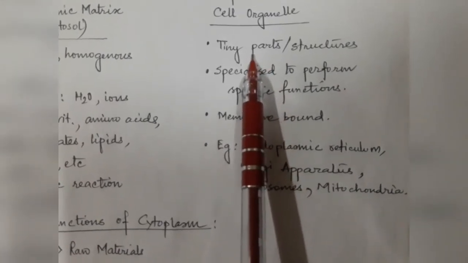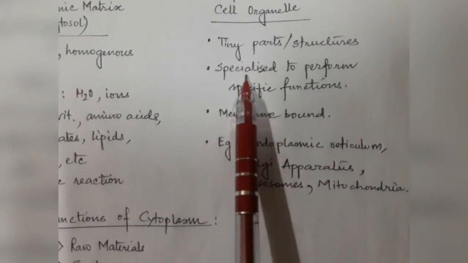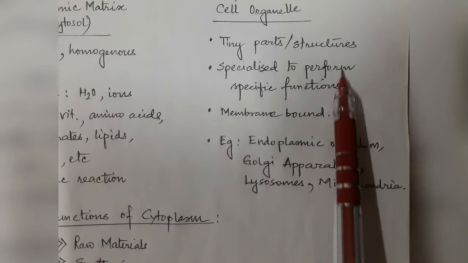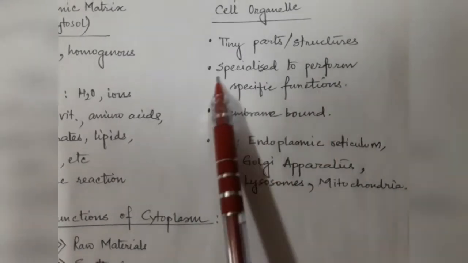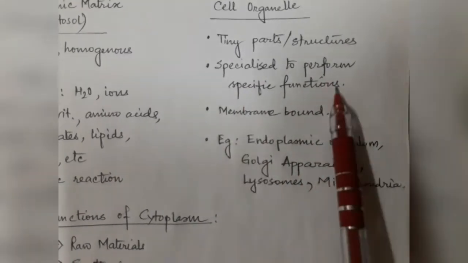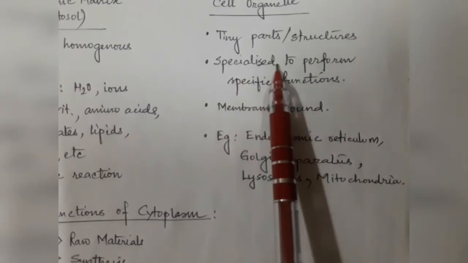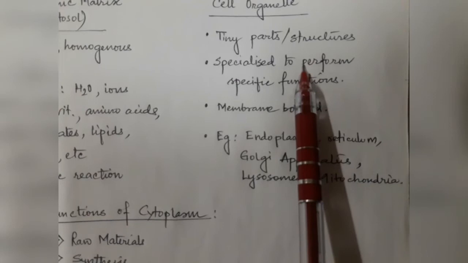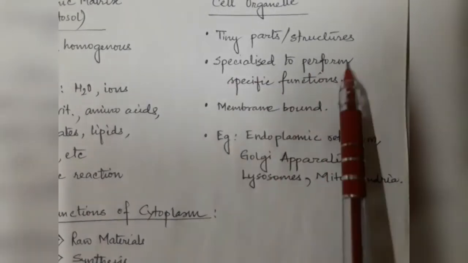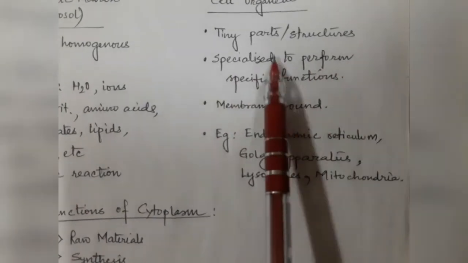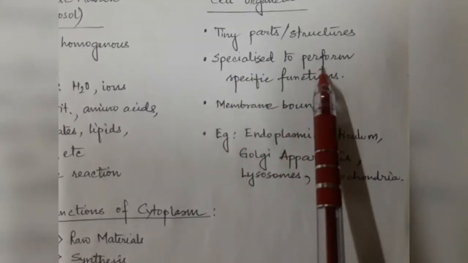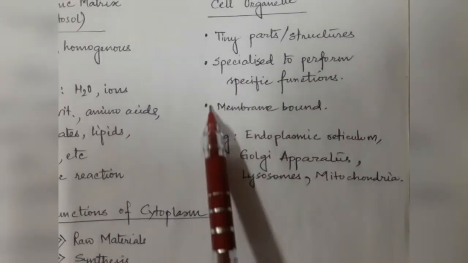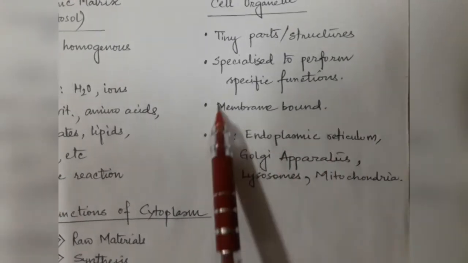Floating on this cytoplasm. And these structures are specialized. All the organelles are specialized to perform specific functions. Like if we talk about endoplasmic reticulum, Golgi apparatus, mitochondria, all are specialized to perform a specific function. And it is seen that all the organelles are membrane bound.